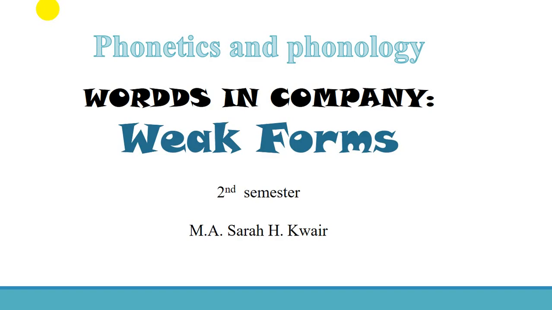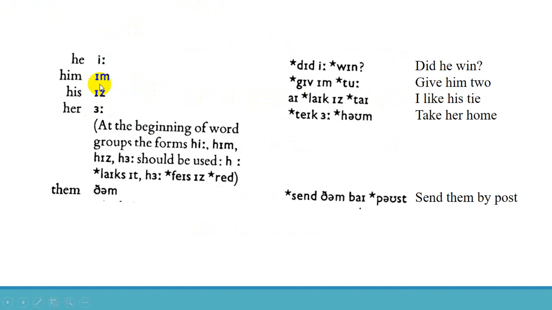Okay. Him, also, the weak form is him, only him. We delete the H sound. For example, give him two. We don't say the strong form unless we want to concentrate on the pronoun him. So we say give him to. Give him to.